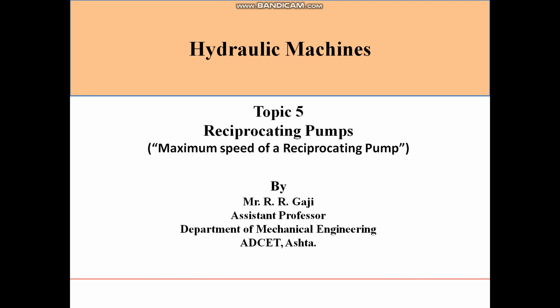In the previous lecture, we have seen the ideal indicator diagram and the effect of acceleration of water in the suction and delivery pipes on the indicator diagram. In this session, we are going to see the maximum speed of a reciprocating pump.